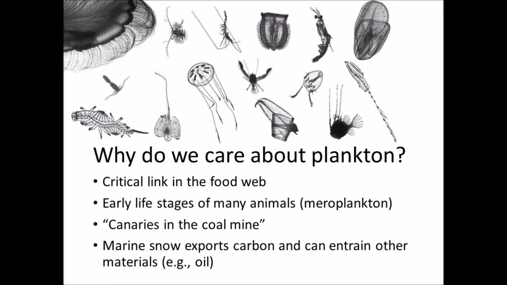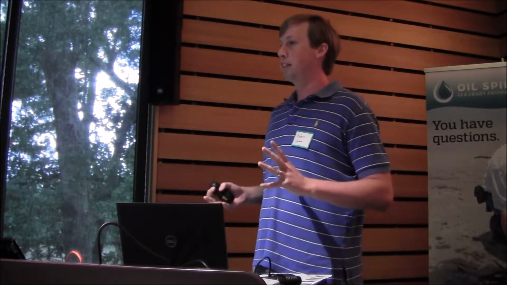And marine snow is this hot topic in the oil spill science because it can export carbon, so it's part of this biological pump in the ocean, but it can also entrain other materials such as oil and pollutants and then move that around. So one way that we can look at the distribution of plankton is with satellites, which we mentioned earlier. Brooke's going to talk more about remote sensing.